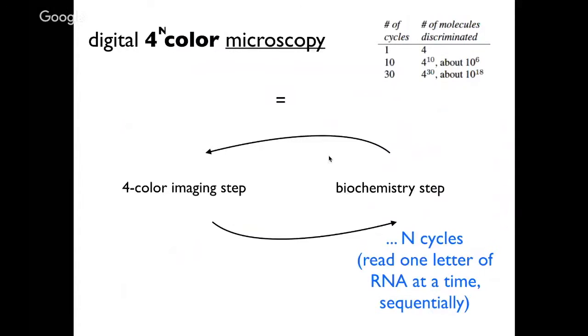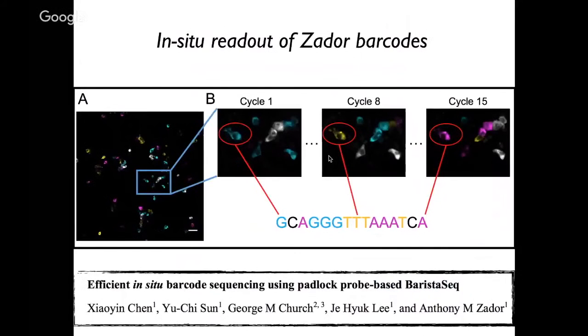Here, and this is a technique that was developed in the Church Lab, and now as part of this collaboration with Ed and Tony, further developed, is this notion of fluorescent in situ sequencing, and is being applied to these cellular barcodes.